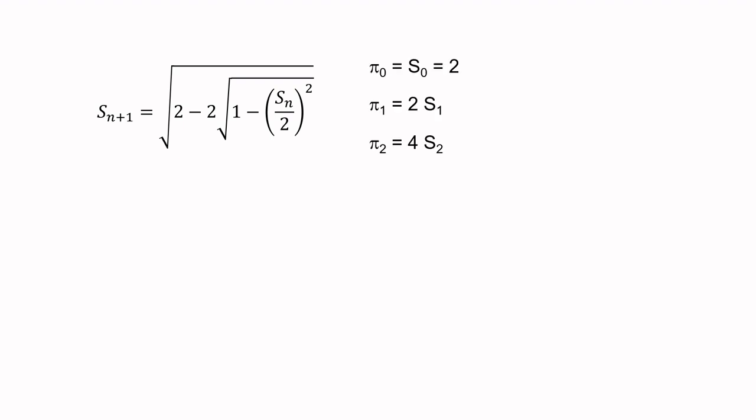We also know that iteration number 0 gives us S0 equals 2. Iteration 1 is pi 1 equals 2 times that line segment S1. Pi 2, or second iteration for pi, is 4 times the length of the section S2. So to generalize that, we get that pi n will be 2 to the power of n times Sn. And for Sn we can calculate from the previous S with this iterative equation. And that's it.